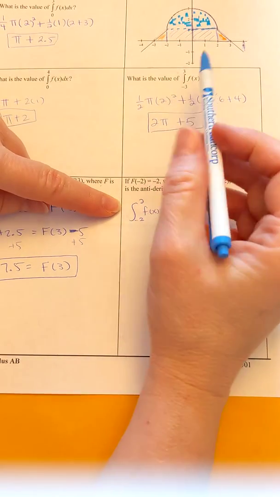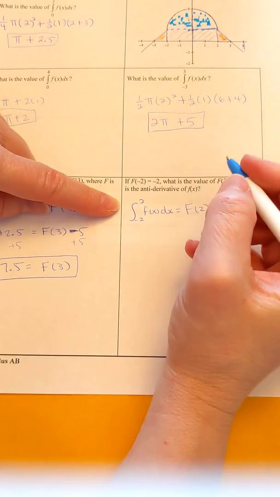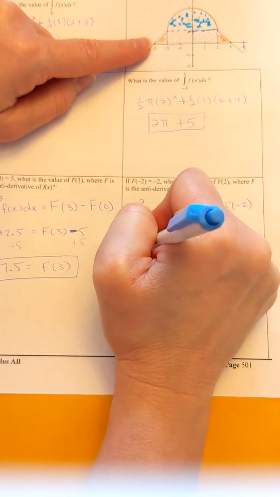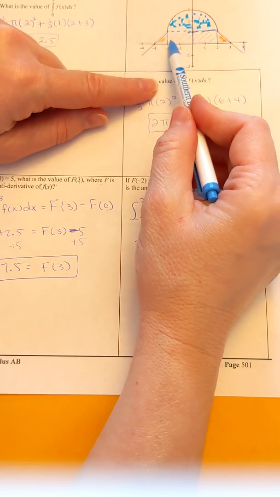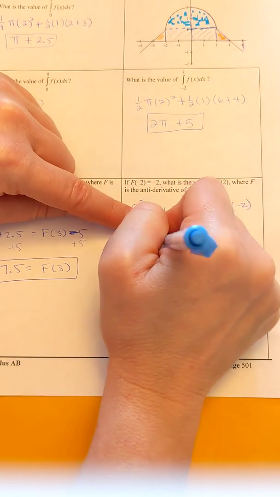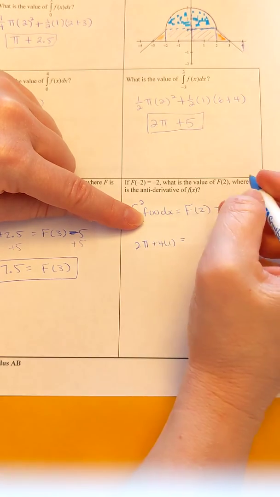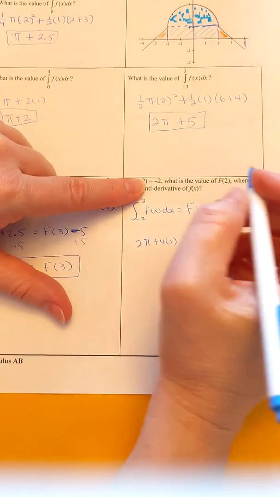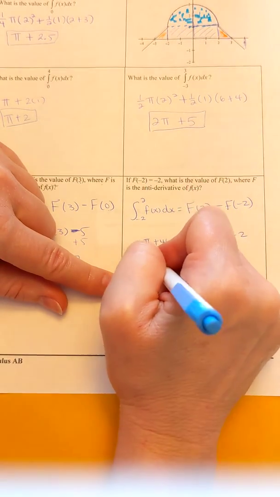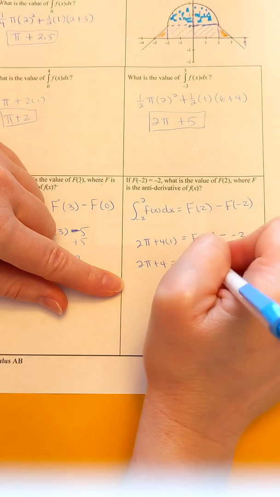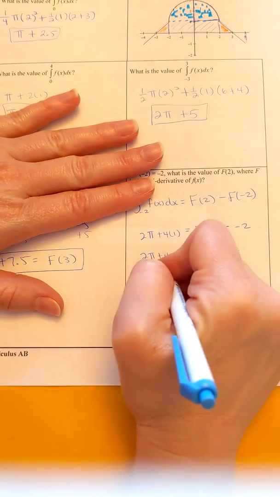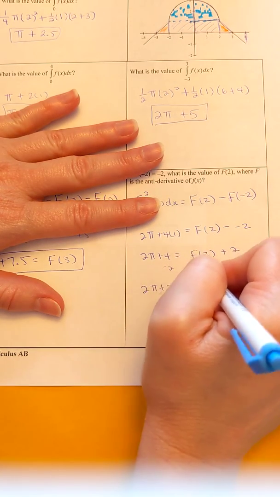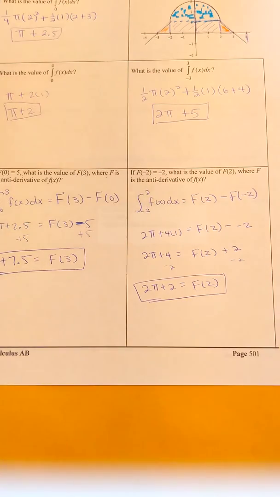All right, so from negative 2 to 2 is just that half of a circle, which we found that already. That was 2 pi, plus the rectangle, which is a 4 by 1. And that would equal f of 2 minus what? Negative 2. Okay, so you've got 2 pi plus 4 equals f of 2 plus 2. Minus 2, minus 2. 2 pi plus 2 equals f of 2. So there you go.